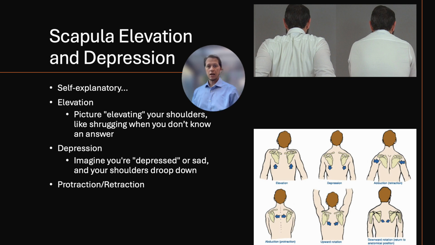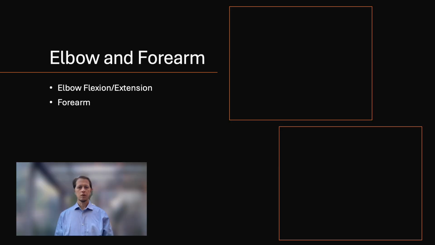Elevation, depression. The opposite motion is this way: protraction, retraction. When you're pulling your shoulders back, basically when you're standing at attention, that is retraction. Protraction is bringing your shoulders forward. So protraction, retraction. All right, next, the elbow.